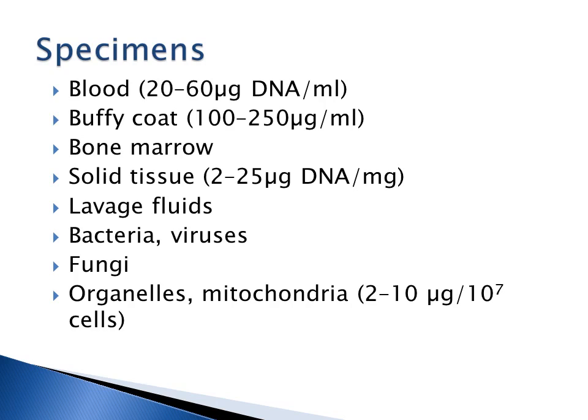The common specimens that you may obtain in order to perform nucleic acid extraction would be blood, a buffy coat, bone marrow, a solid tissue sample, lavage fluids, any microorganism, bacteria, virus, fungus, as well as organelles such as mitochondria. And in parentheses is an estimate of the amount of DNA or nucleic acid that you can obtain from that specimen.